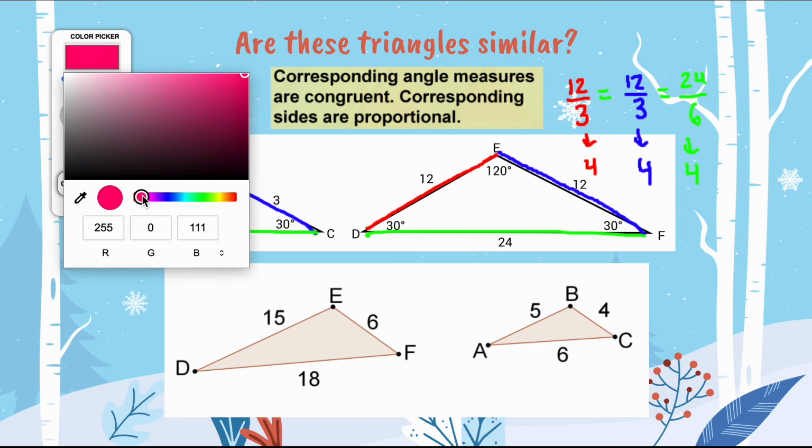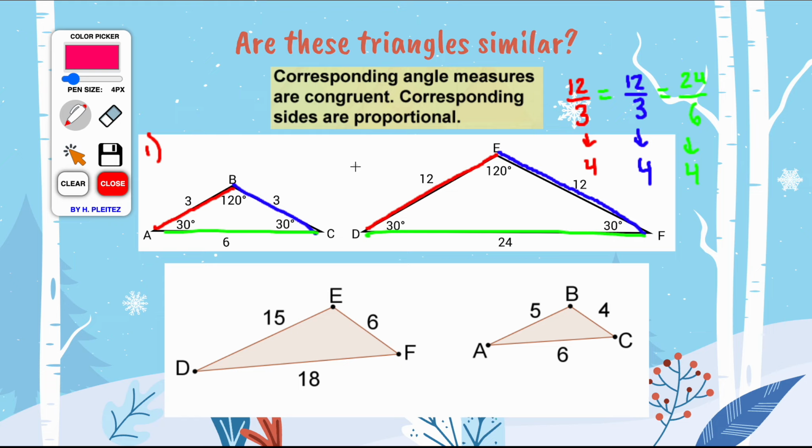So that is wonderful. But we also have angles here, right? So we want to make sure that all of our angles are congruent as well. So we have angle A congruent to angle D, they're both 30. Angle B is congruent to angle E, they're both 120. And then angle C is congruent to angle F, they are both 30. Now I could use 3 arcs for both of these since they're both 30.